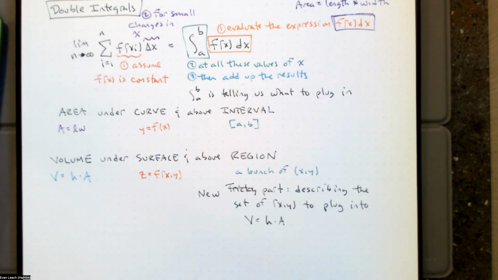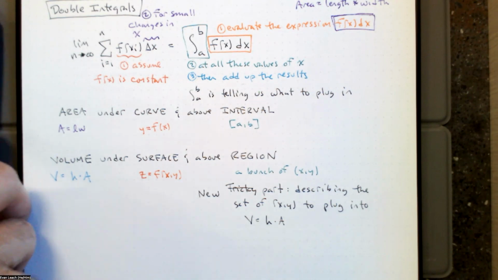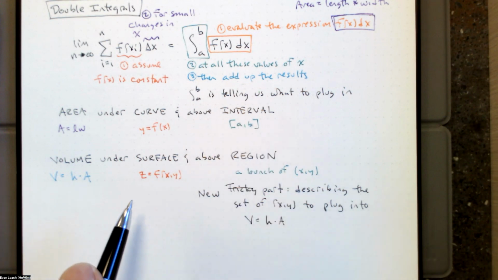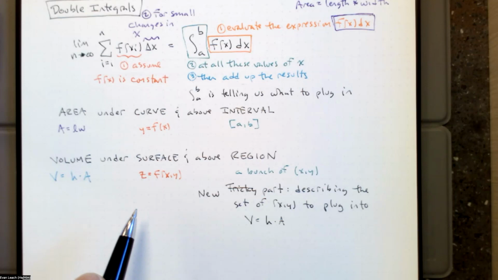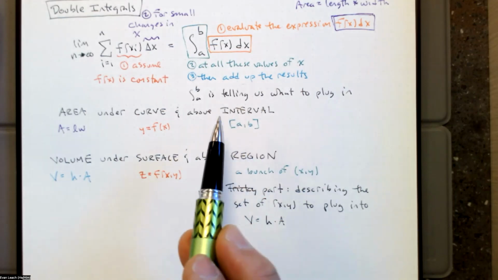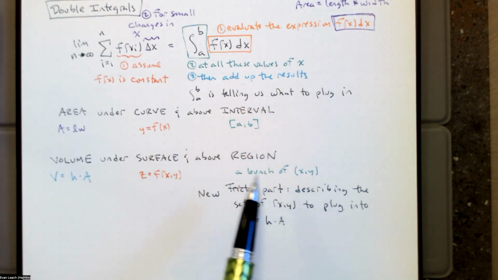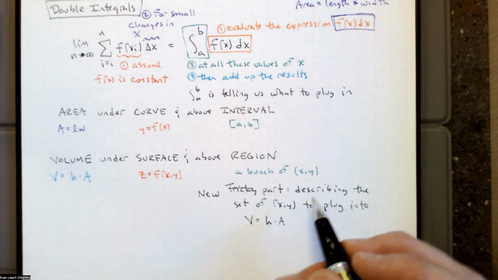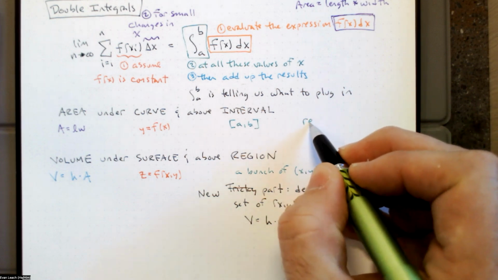And so now this is the new difficult part of our job, describing that shape. Describing all the x and y to plug into the expression for volume. Describing an interval, a subset of a one-dimensional real number line, is very simple. Start here, end here. Describing a region is more complicated because regions can have different shapes. So this is tricky because regions can have different shapes.